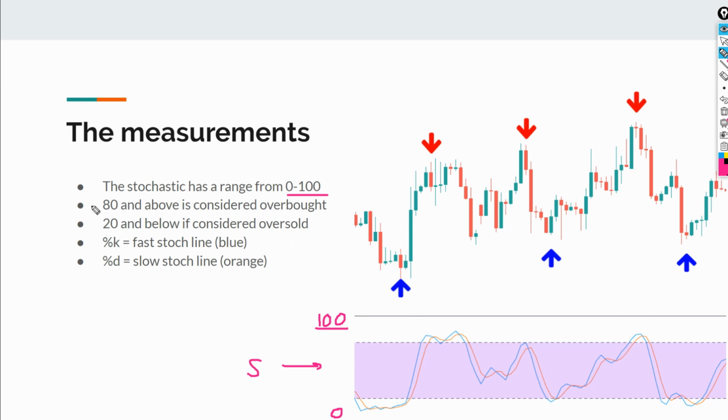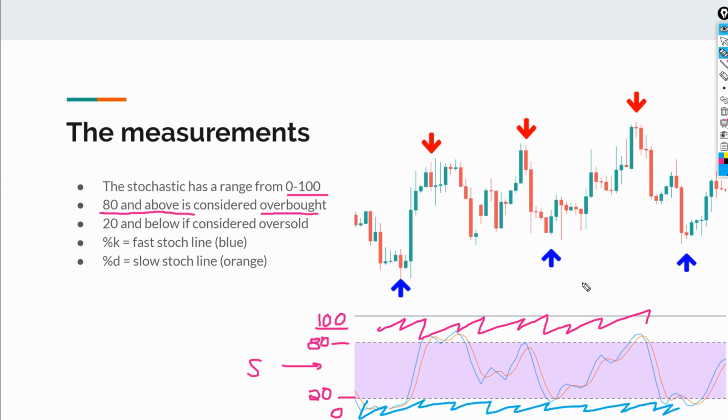So the idea here is that 80 and above is considered an overbought market. Here is the 80 mark, and here's your 20 right here at the bottom. The purple zone is in between. When price is traveling in between this area, we are neither overbought nor oversold. In those situations, we are just traveling normally. But when price enters into these regions, this is where things get interesting. This region at the top and this region at the bottom, between the 20 and the 0 mark, are going to be our interesting levels of either overbought or oversold.